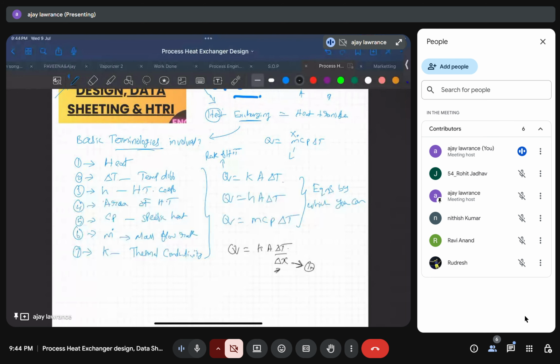Why we don't consider the distance? Because here distance is getting included in the area, and the distance of heat transfer we will keep at unit value, that is 1 meter, always in the formula. That is why we don't include this thing. Okay, we are neglecting this. Understood? Yes, sir. Fine. So we will come to that for others.